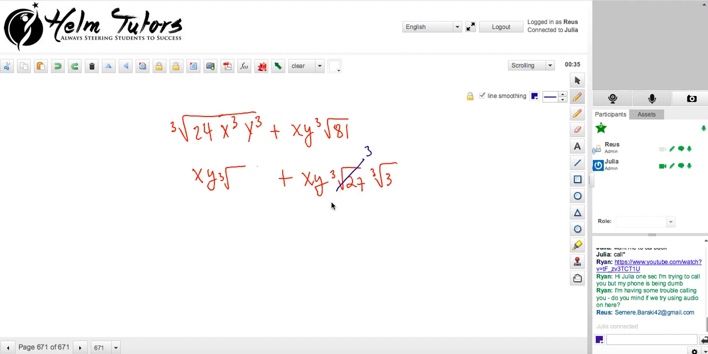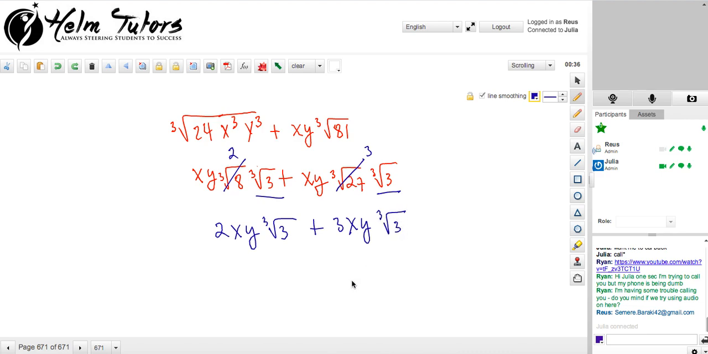So 8. Exactly. So with the 24, we want cube root of 8 times cube root of who? Exactly. And now you're happy because there's a cube root of 3 here and there's a cube root of 3 here. The cube root of 8 comes out to a 2, right? And so you have 2xy cube root of 3 plus the cube root of 27 is 3, so you have 3xy cube root of 3.